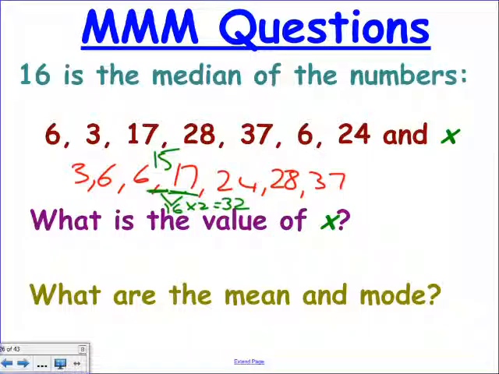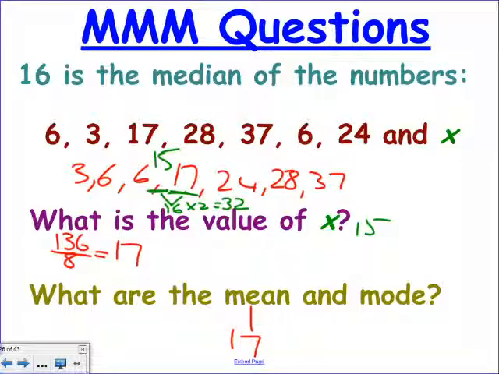Once I find out the missing value of 15, how do I calculate the mean? Add them all up, what do you get? 136. Is that right? Yeah. Divide by 8, you get 17. So the mean is 17.